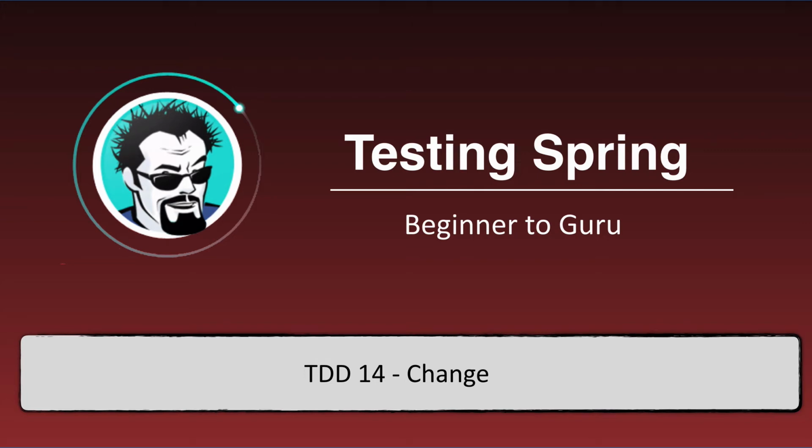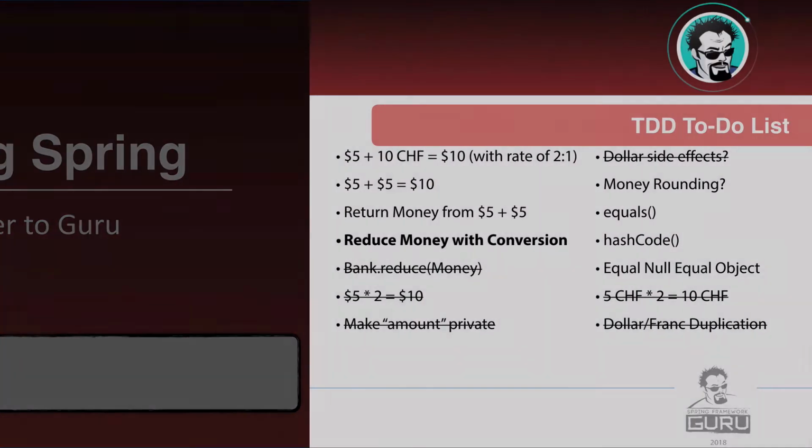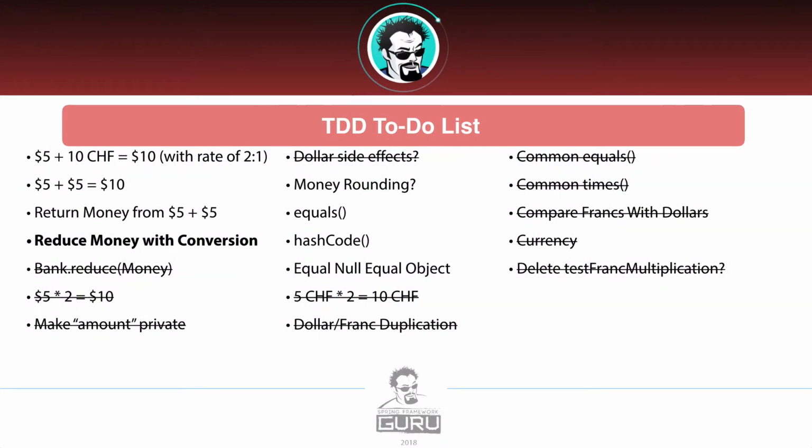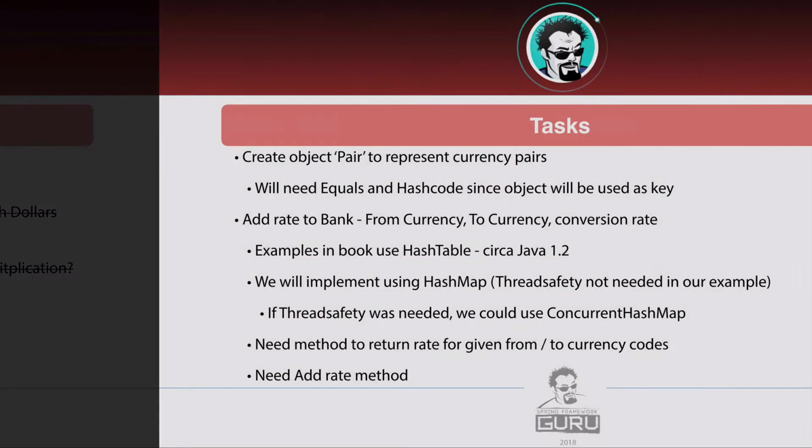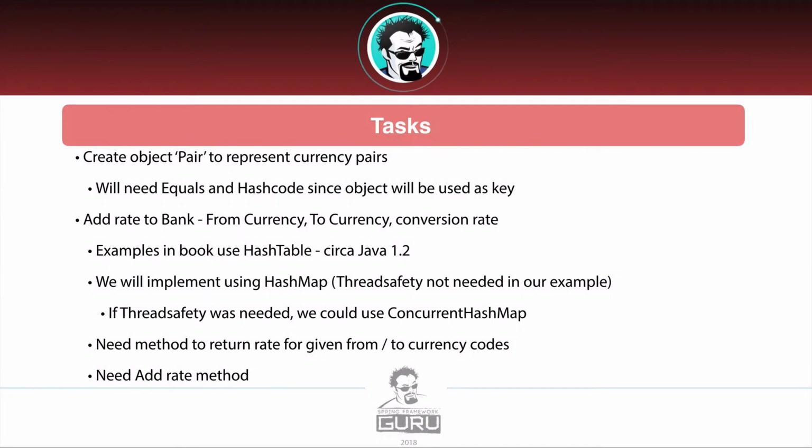In this video, we're going to look at Chapter 14 out of the Test-Driven Development by Example book, and the title of the chapter is called Change. It's an interesting title. In this chapter, we are going to be looking at reducing money with a conversion, so currency conversion. So we're going to be looking at that and setting that up. And let's take a look at what's going to happen.